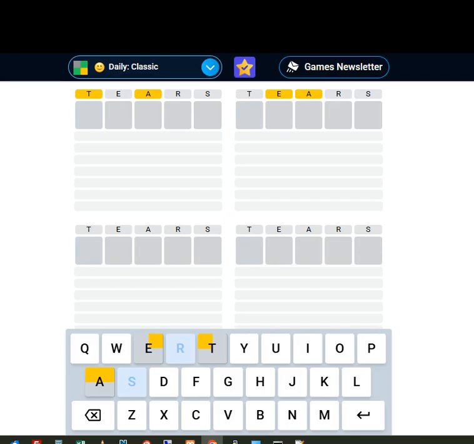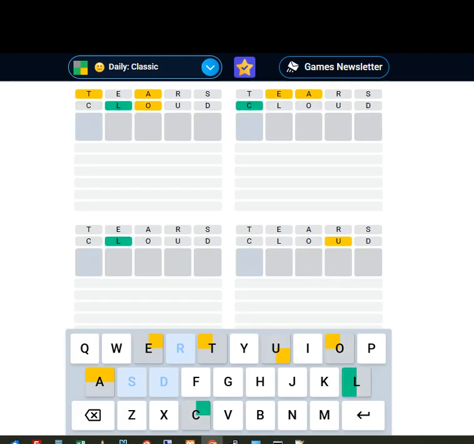And in this case, my upper left and my upper right words have some letters. So I want to have my second guess. I'm going to use the word cloud. The reason I'm using cloud is because there's no overlap between the word cloud and tears. And you'll see on the keyboard below that it'll highlight the letters I've already guessed.